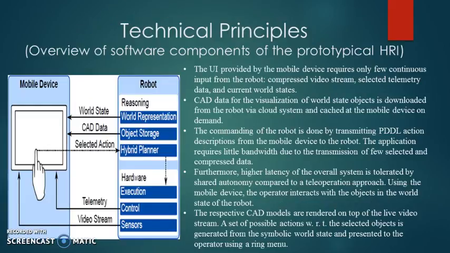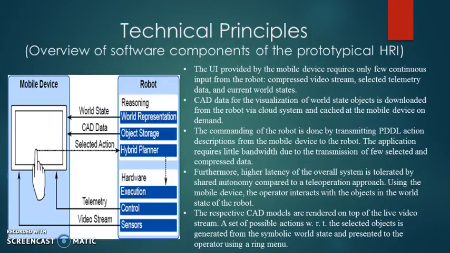Then let's talk about the overview of software components of the prototypical HLI. The UI provided by the mobile device requires only few continuous inputs from the robot: compressed video stream, selected telemetry data, and current world state. CAD data for the visualization of world state objects is downloaded from the RobotView cloud system and cached at the mobile device on demand. The commanding of the robot is done by transmitting PDDL action descriptions from the mobile device to the robot. The application requires little bandwidth due to the transmission of few selected and compressed data.